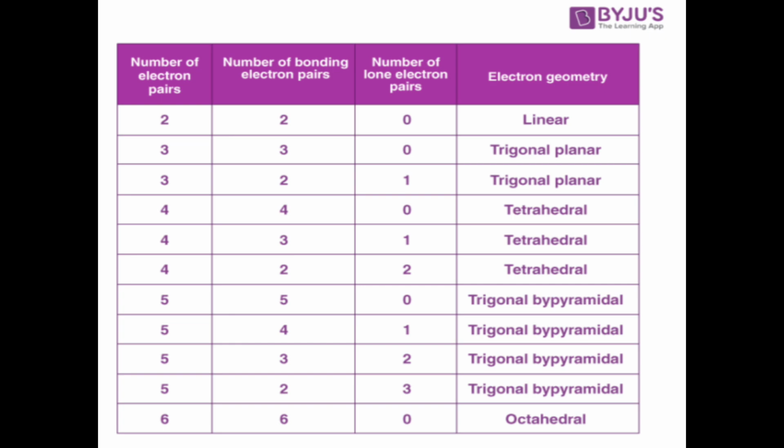4 bonding pair, 1 lone pair, trigonal bipyramidal. 3 bonding pair, 2 lone pair, trigonal bipyramidal. 2 bonding pair, 3 lone pair, trigonal bipyramidal. 6 bonding pair, 0 lone pair, octahedral. So we are talking about electron geometry here. Please take note of that.